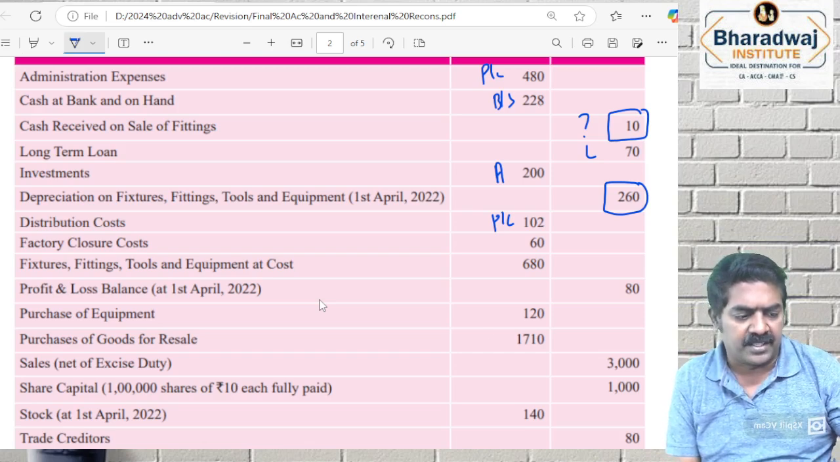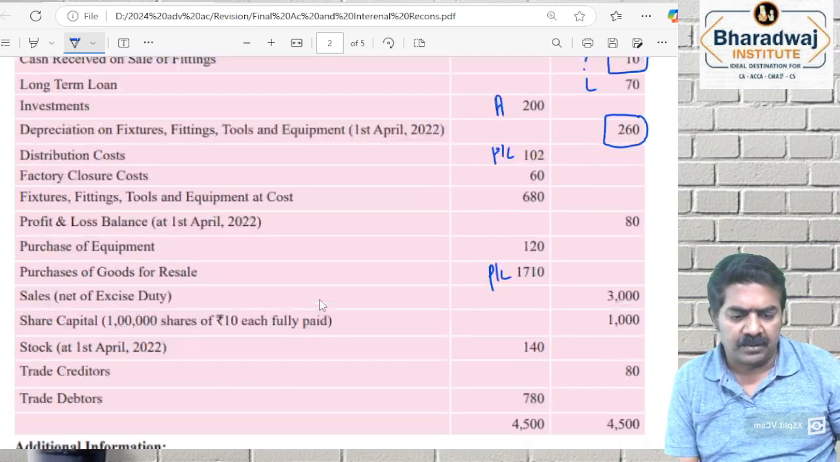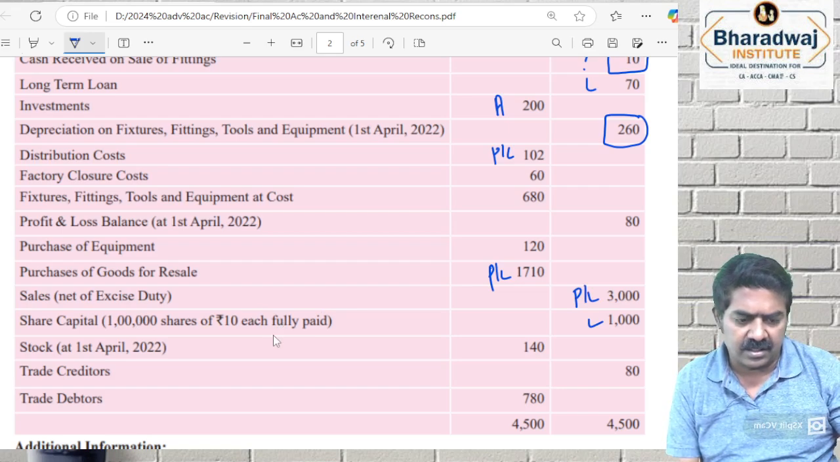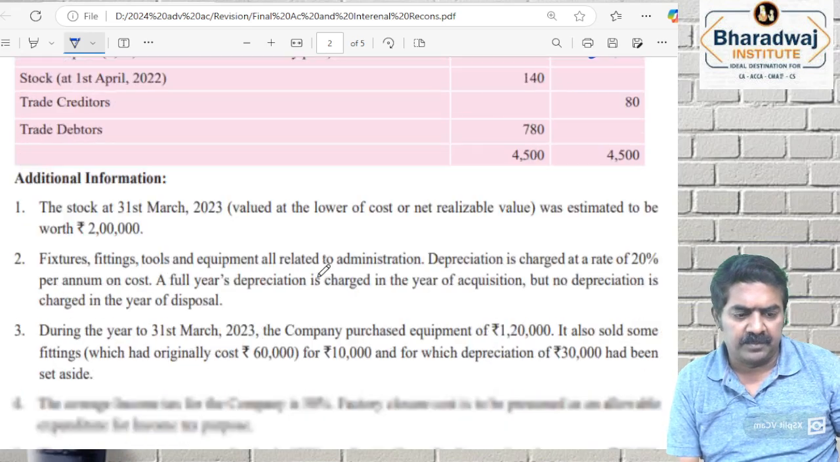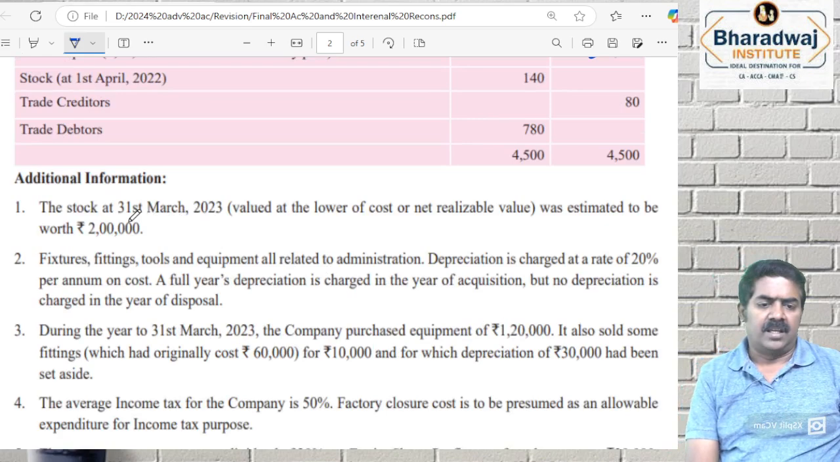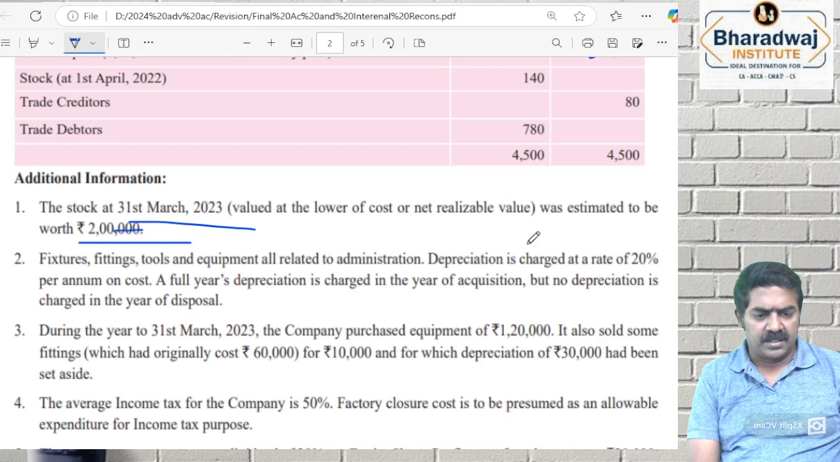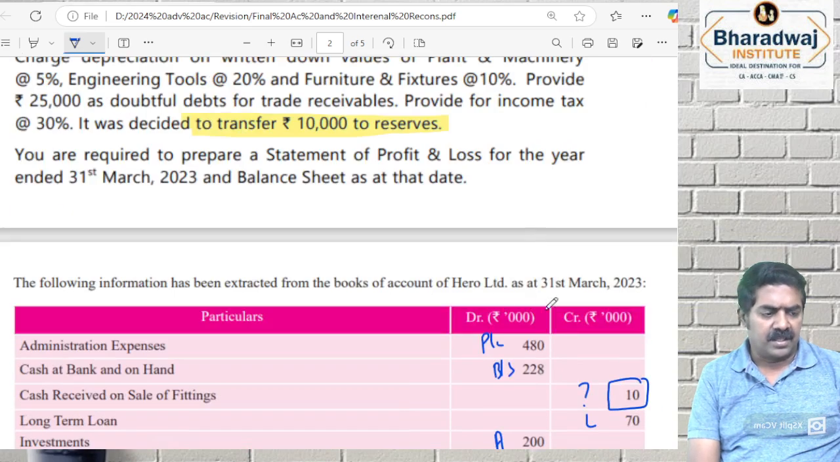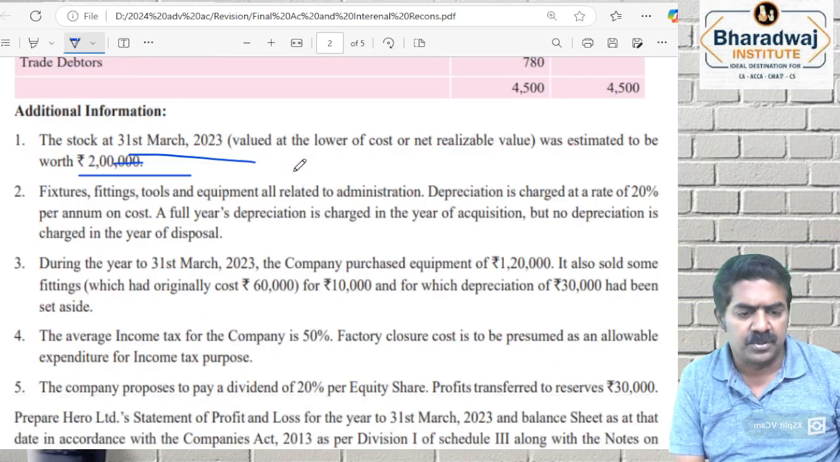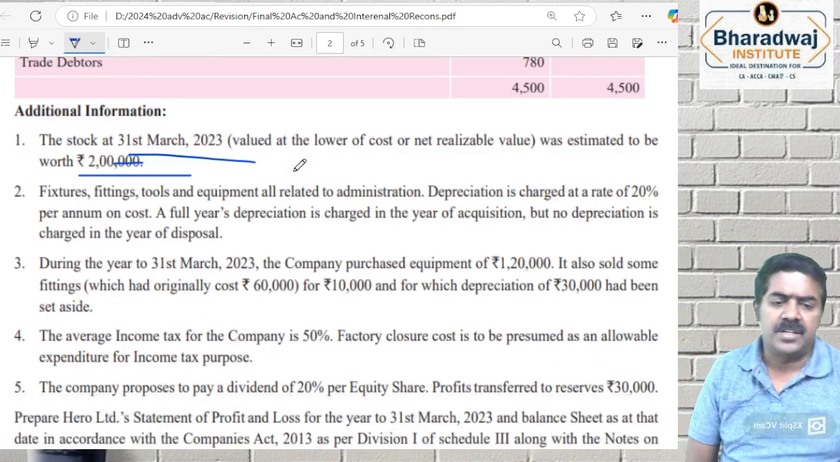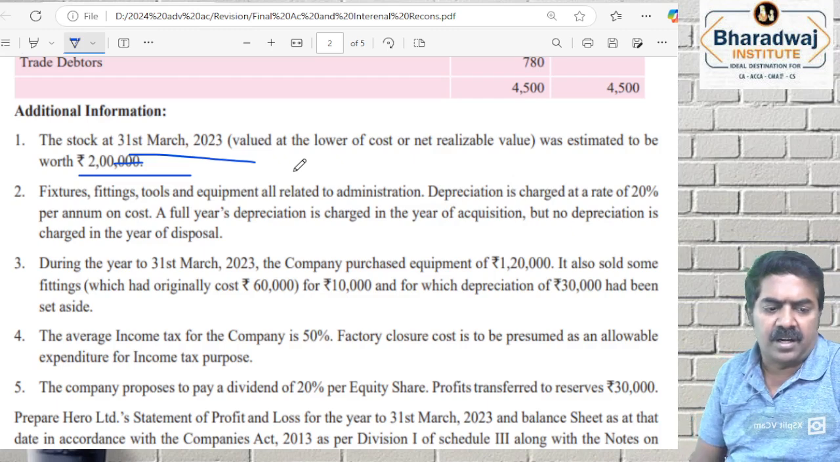Purchase of goods for resale will come in P&L account. Salary net of excess duty will come in P&L account. Share capital, of course, balance sheet. Then stock opening balance is given. Then creditors, debtors will come in balance sheet. At the end of the year, what is the stock? 2 lakh. Cut 3 zeros and record because this is given in thousands. 200,000. Furniture, fittings, tools, equipments are related to administration.